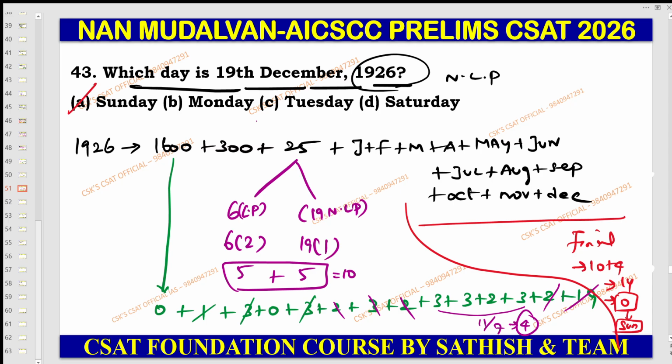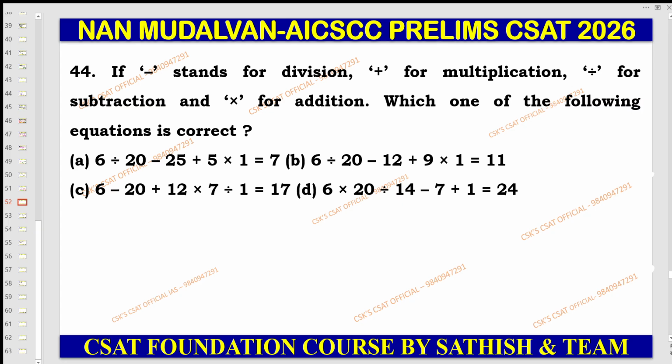Right. Now let's move on to the next question. This question is a simple one but time consuming. You have to replace the signs and check. If you replace with the D option, you will get 6 plus 20 minus 14 divisible by 7 into 1, because I am replacing it directly.